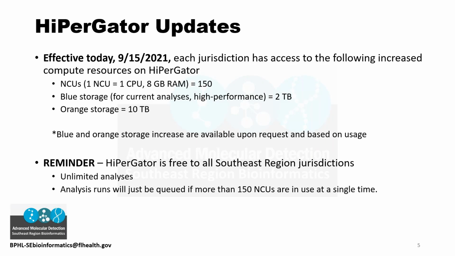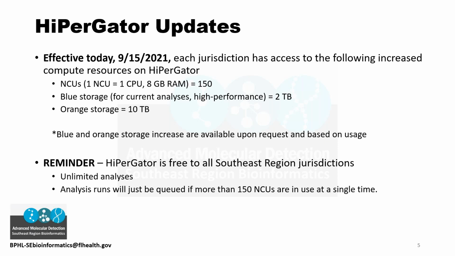So effective today, each jurisdiction within our region now has access to increased compute resources on HiPerGator. We were able to increase what we had. So we now have access to 150 NCUs. One NCU stands for one CPU and 8 gigs of RAM. So this means at any given time, we can be running up to the usage of 150 CPUs over 1,000 gigs of RAM to run our different jobs and analysis, which allows a lot of us to be running jobs at the same time, running multiple samples at the same time.